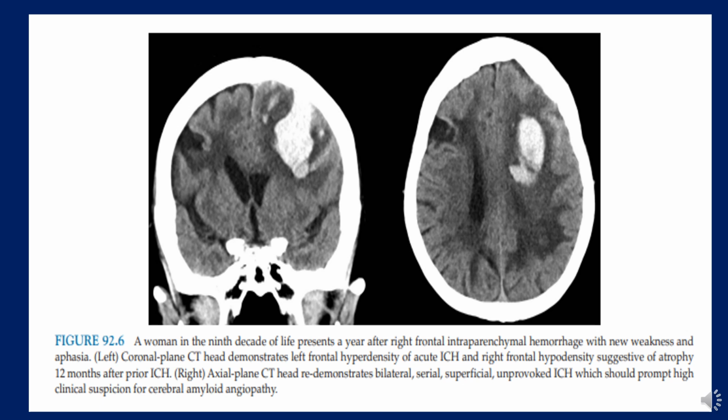Pause the video and carefully scrutinize Figure 92.6, illustrating a woman in the 9th decade of life who presents a year after right frontal intraparenchymal hemorrhage with new weakness and aphasia, before advancing to the next slide.